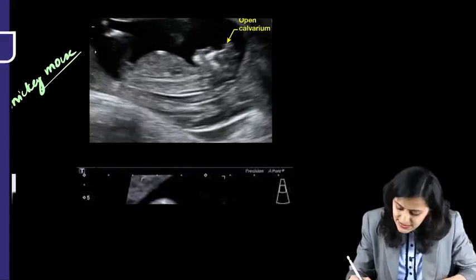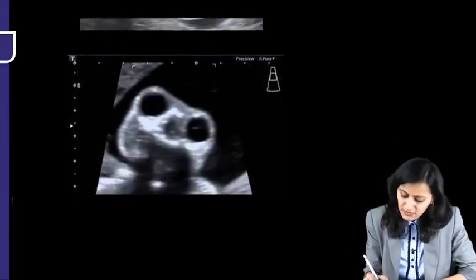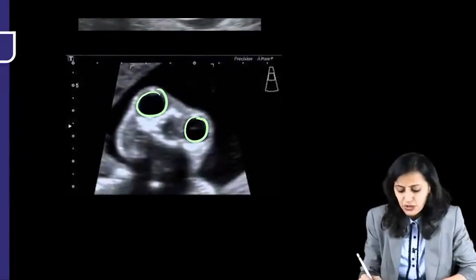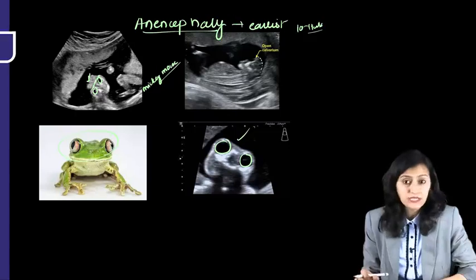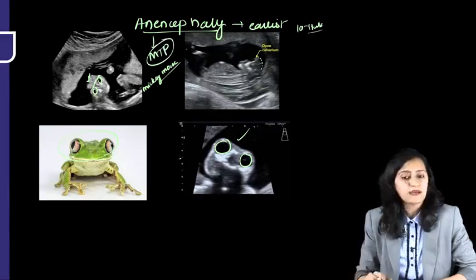So again, this is the anencephaly here. You don't see the white cranial vault here. The white bone is not seen there. Another image of the frog eye sign. We don't see the brain parenchyma, the cranial vault here. For anencephaly, of course, we have to do MTP because it is not compatible with life.